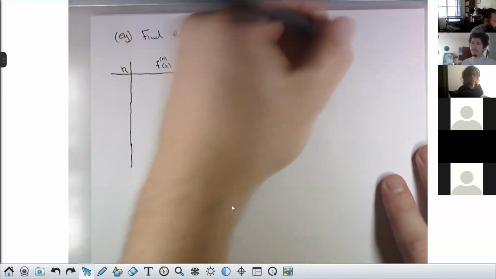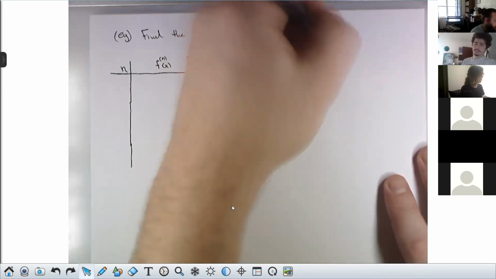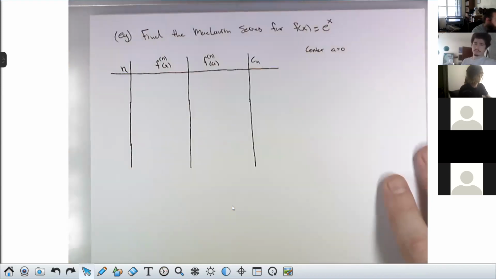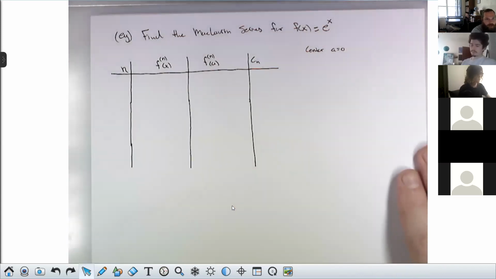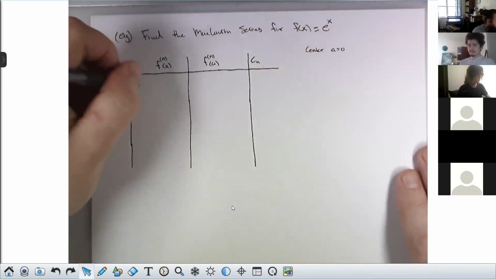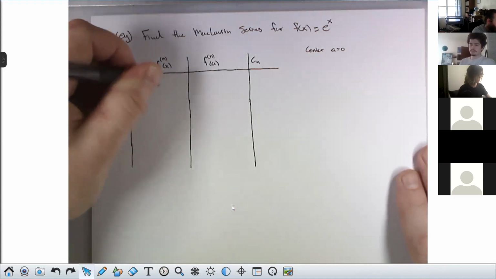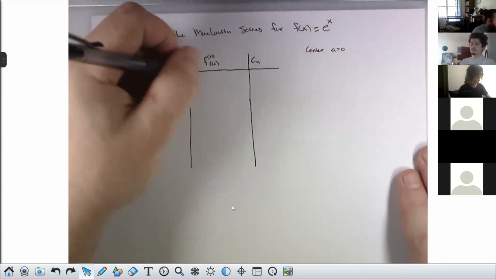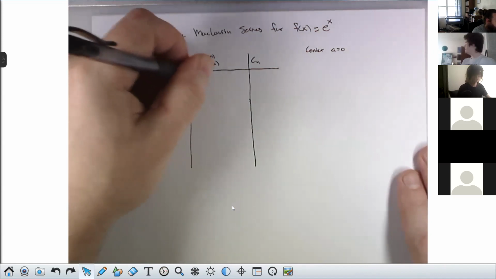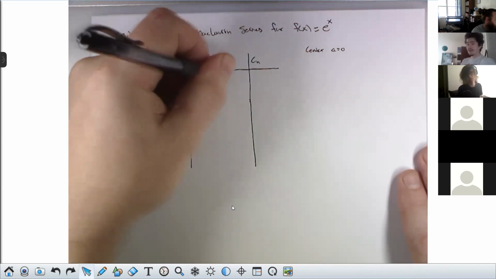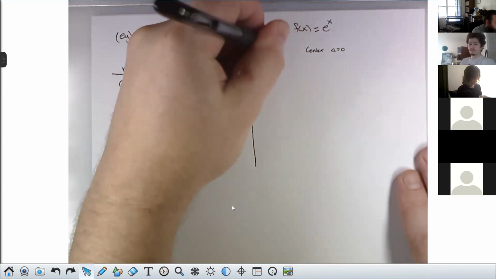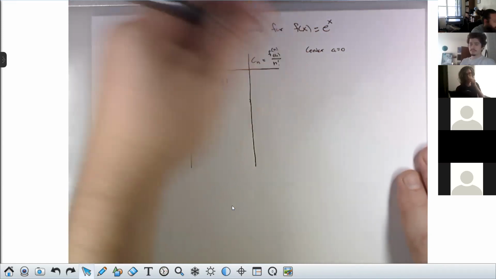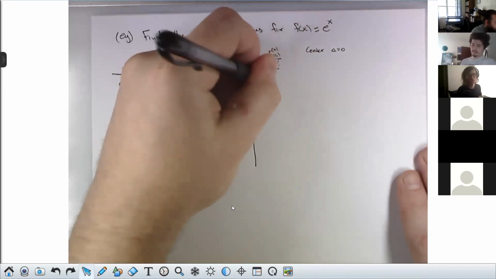So Maclaurin series, this means my center A is 0. So when I get to fn of a, what I'll be looking at is plugging in x equals 0. When n is 0, if I differentiate the function 0 times, I just get e to the x. And if you plug 0 into that, f of 0 is e to the 0, which is 1. And Cn, remember, is fn of a over n factorial. So this is going to be 1 over 0 factorial.